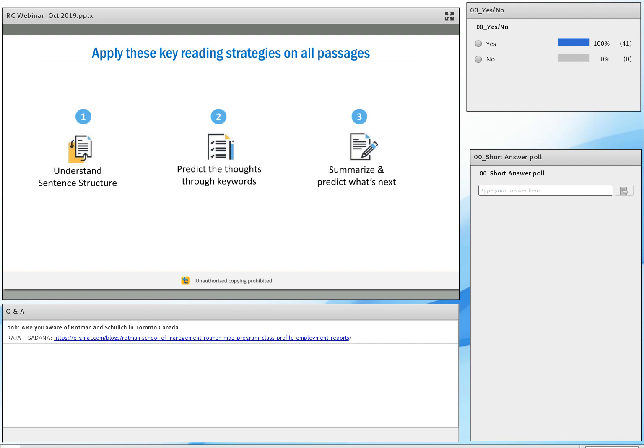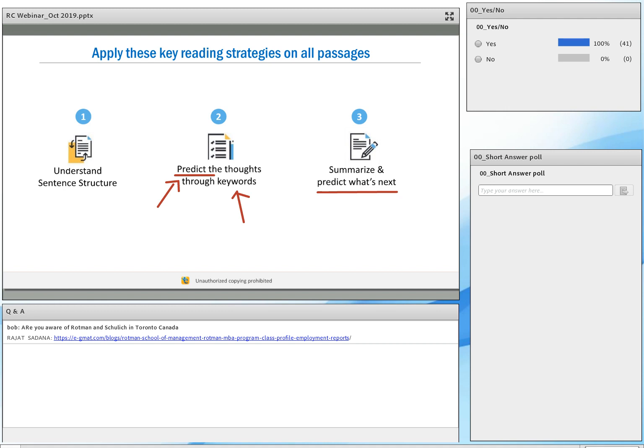Okay, so you do see predict the thoughts in both of these strategies. One is predict the thoughts through keywords, and the other is predict what's next. And one of you asked me the question, when I was talking about this prediction, what if the passage is not going in the same tone as we pre-think? Now that is not going to happen with the keywords. If you're predicting through the keywords, whatever you predict should be what the author is saying, because each keyword has only one purpose.